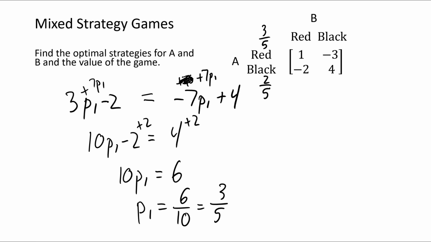So A's optimal strategy, we already know, is 3/5 and 2/5. And we put that in a 1 by 2 matrix. So that is player A's optimal strategy. 3/5 of the time they're going to play the red card. 2/5 of the time they're going to play the black card. Okay. All right, so now we just need to repeat that process for player B.